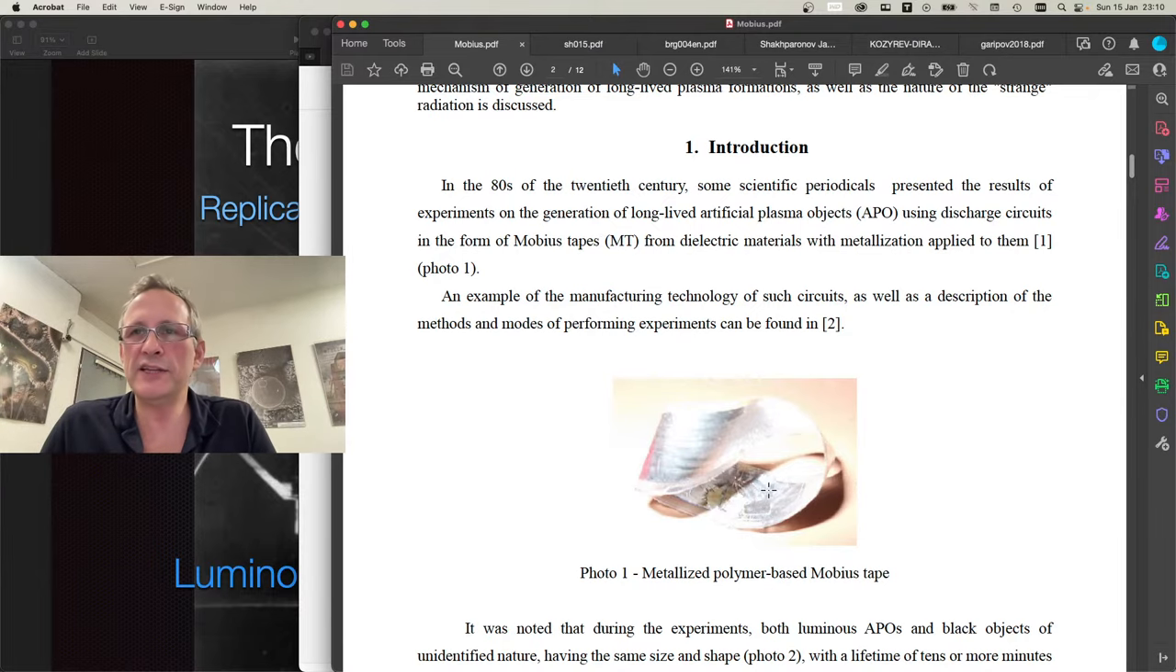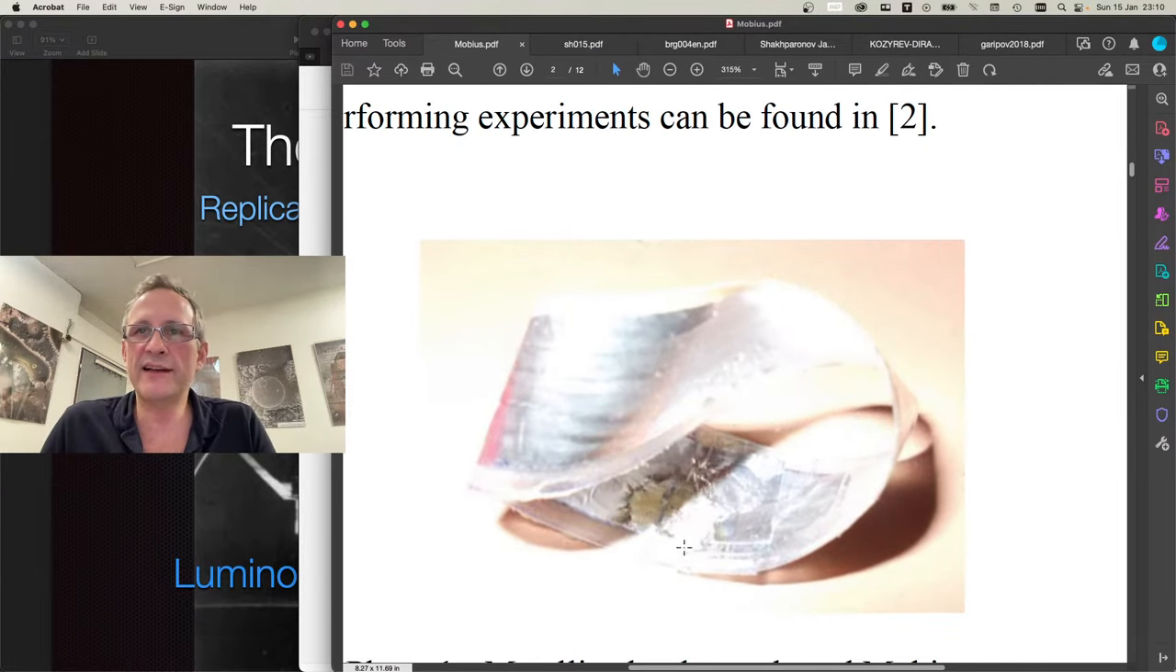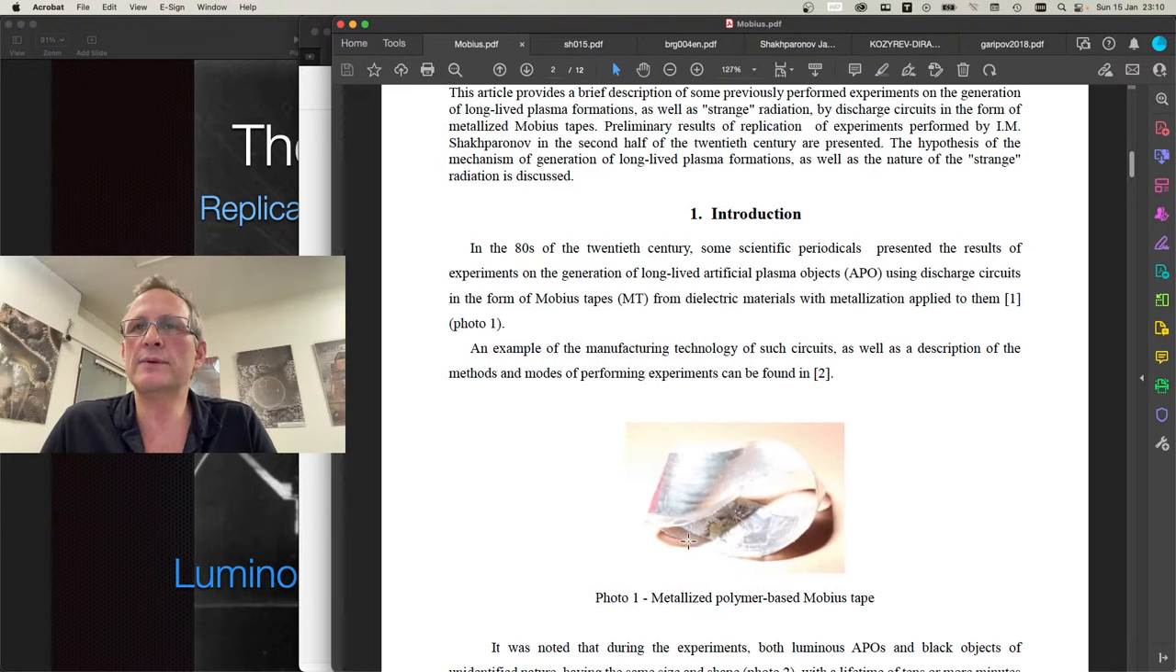This is actually one that's been used. There is a damaged area down here where some of the tape blew off, the aluminium in this case. So in the 80s of the 20th century, some scientific periodicals presented the results of experiments on the generation of long-lived artificial plasma objects, APOs.